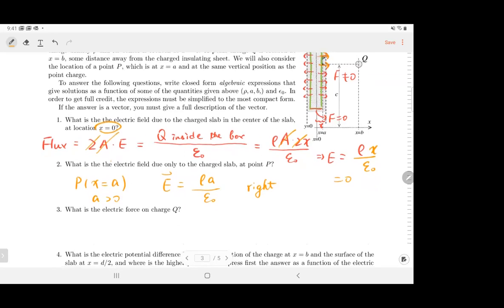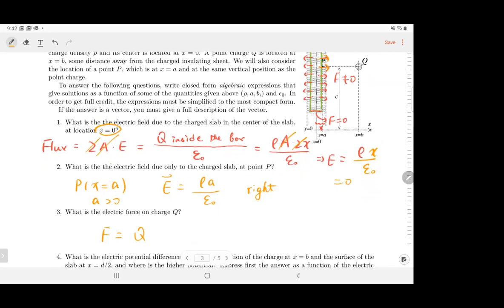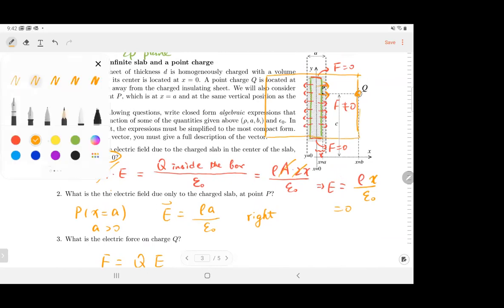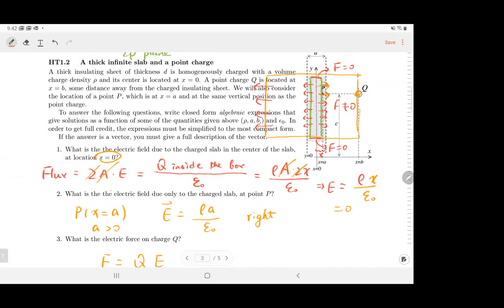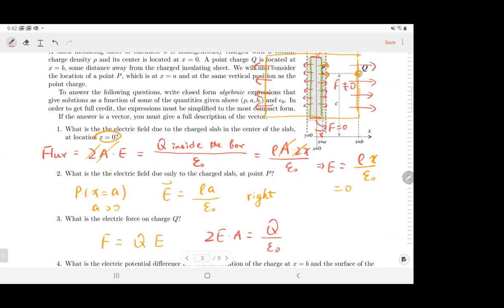So what's the electric force on the charge Q? Force will equal Q times the electric field at point Q. And let's calculate the electric field at point Q. We can sketch a big box. And the electric field only generates flux on the left surface and the right surface. So in this case, we have flux E times A equal to the charge inside over epsilon. And there are two surfaces, so we have number two in front.